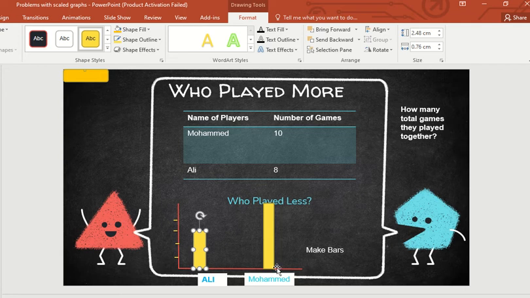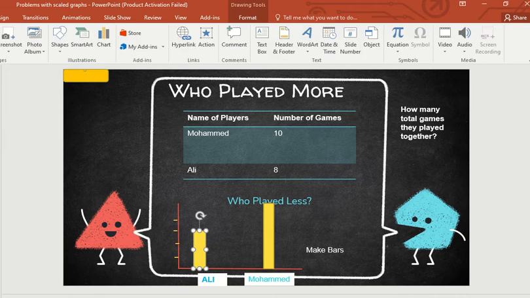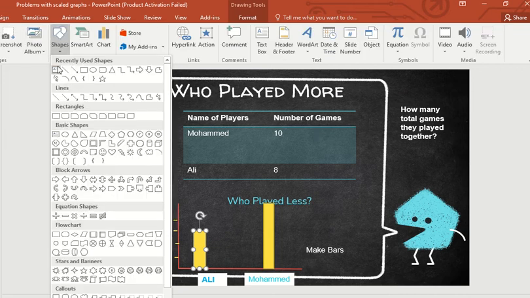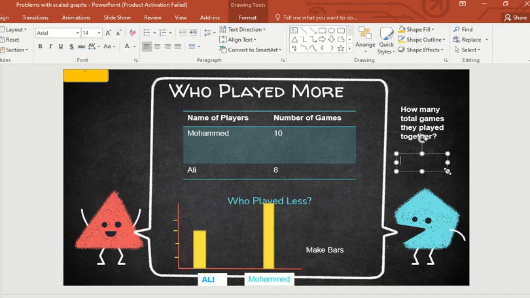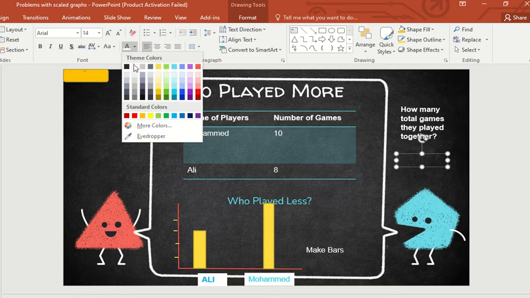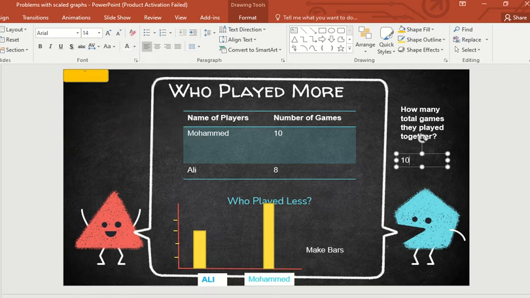How many total games have they played? So for the total, how many? 18. We will be adding together. We'll be saying that Muhammad played 10 and Ali played 8. So it will be 10 and then 8, and the total will be 18. Good. So let's go next now.